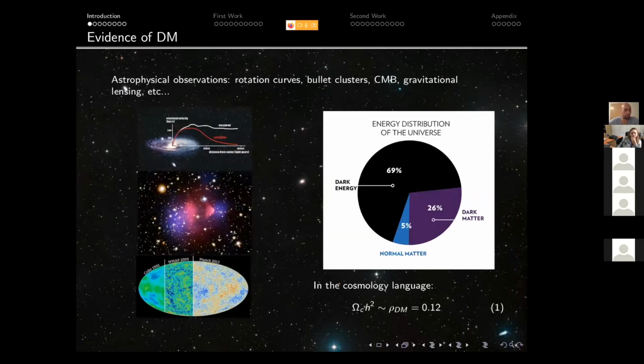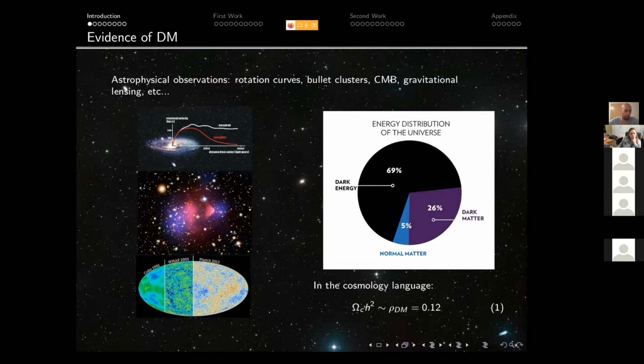So let me introduce you to the dark matter area. As you might have heard, we have a lot of different proofs, astrophysical observations, that suggest that we are not alone in terms of matter. Actually, we have different observables from the astrophysical side that suggest that there exists an exotic type of matter, which we call dark matter. And these are three examples of the evidence that we have: the rotation curves, galaxy clusters, and the rich information from the CMB.